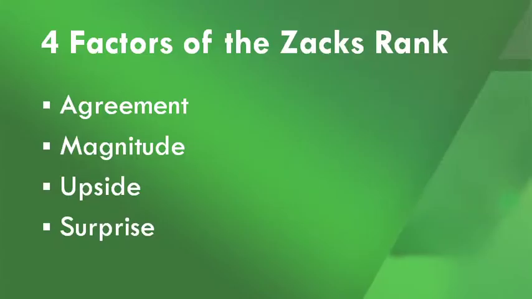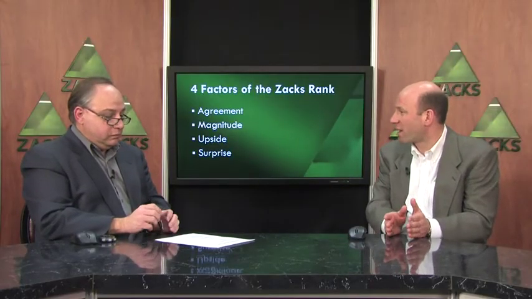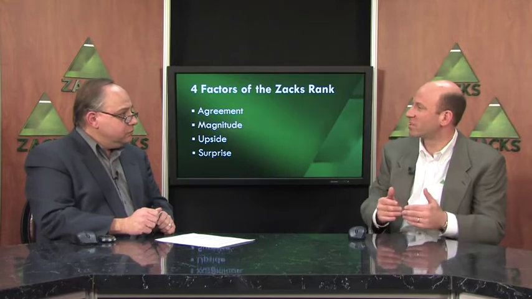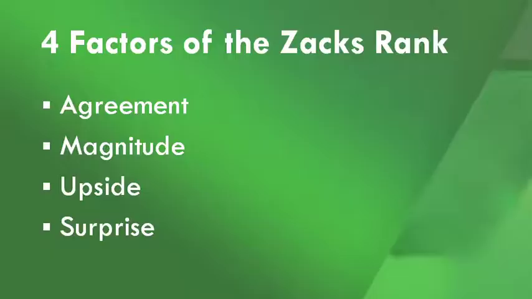Magnitude is the size of the change in the earnings estimate. If the consensus estimate was $1 per share and it goes down to 95 cents or 90, that's obviously a fairly negative revision. That would be a poor magnitude. It would weigh down on the Zacks rank, and the stock would be downgraded.